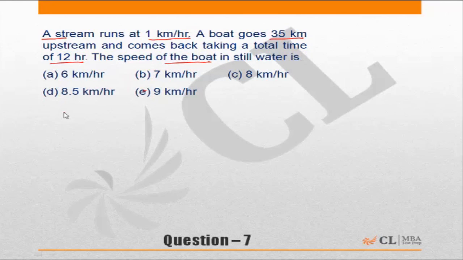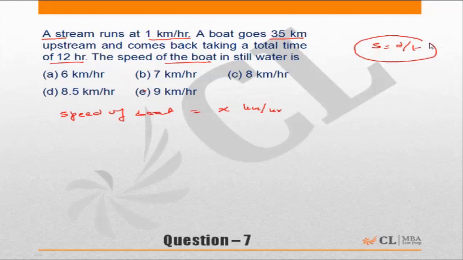Let me assume that the speed of the boat in still water is equal to x kilometers per hour. The only formula I've always maintained is required is speed equal to distance upon time, or in other words, time taken is distance upon speed. Speed of the boat is x and speed of the stream is equal to 1. That means the downstream speed will be x plus 1 kilometers per hour and upstream speed will be x minus 1 kilometers per hour.